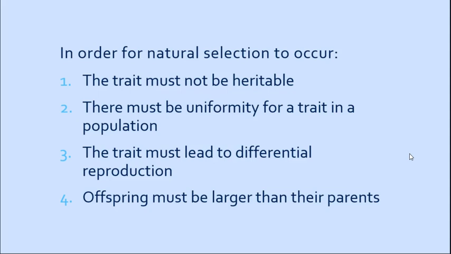Well, the trait does have to be heritable, okay? You can't pass something on that can't be inherited, so it has to be heritable. Uniformity: you could have one individual that has a trait, and that actually does happen, but the more offspring that come from that ancestor are going to have that trait too, and so it spreads out. So no, uniformity is not necessary.